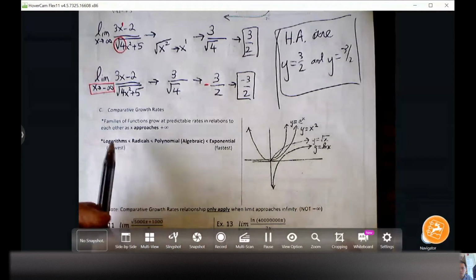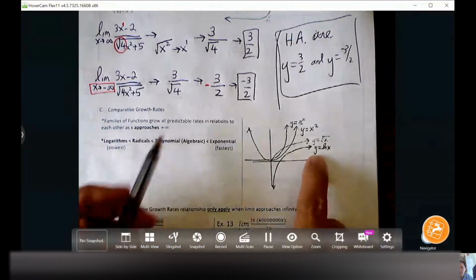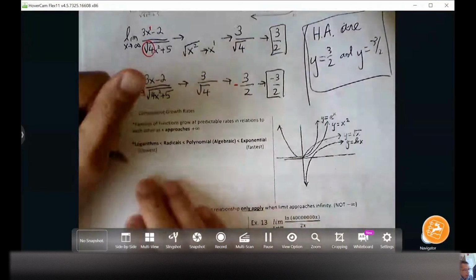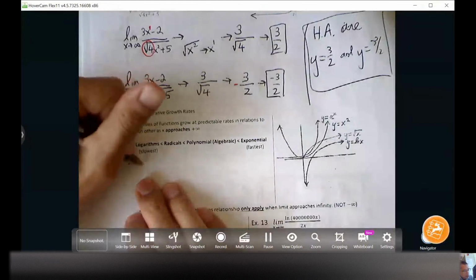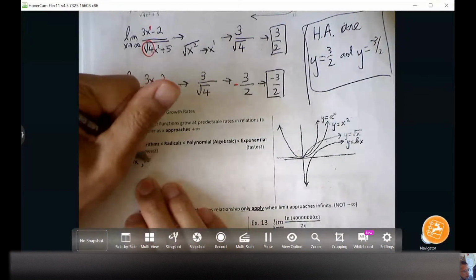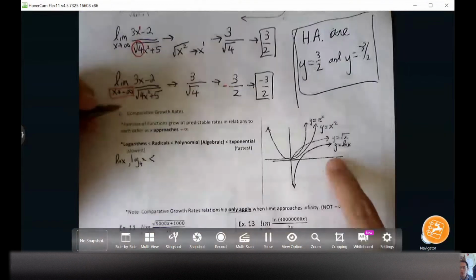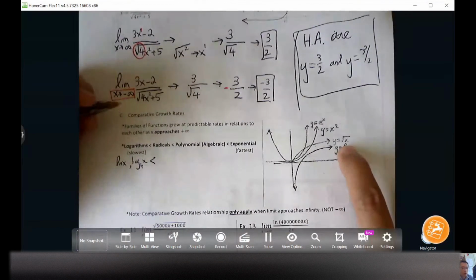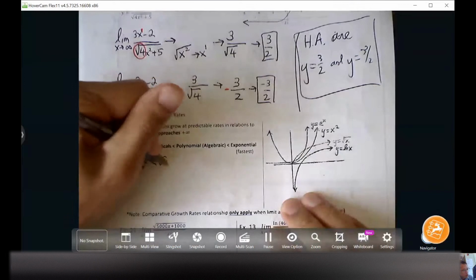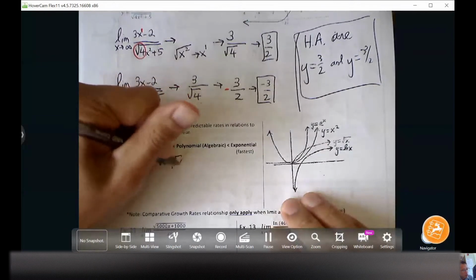So the slowest function is logarithms. Anything like natural log of x, log base 2 of x, right? Any log form is going to grow at the slowest rate, followed by radicals. It could be square root of x, could be cube root of x, any radical.